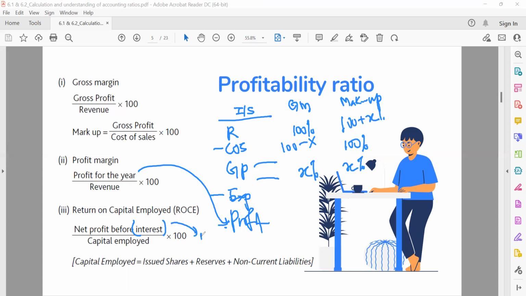So when the question has given us the profit for the year, you can add back the interest. That will be your net profit before the interest over the capital employed. Capital employed, for a company account, is the capital plus the non-current liabilities. Otherwise, under the limited company topic, you will use the issued share capital plus the reserves.